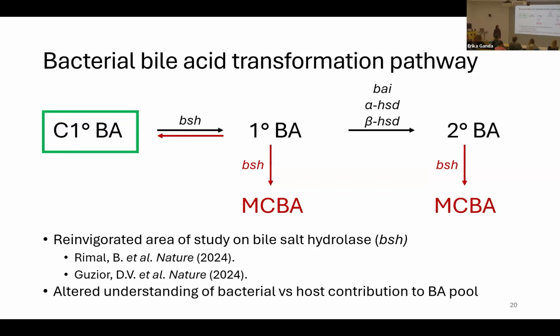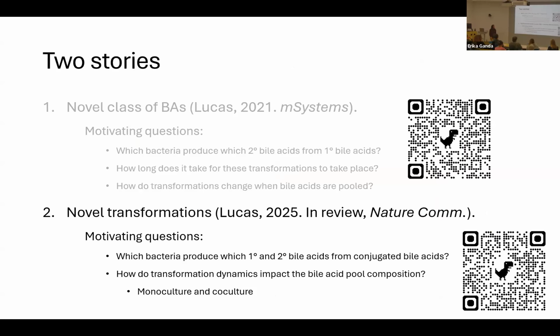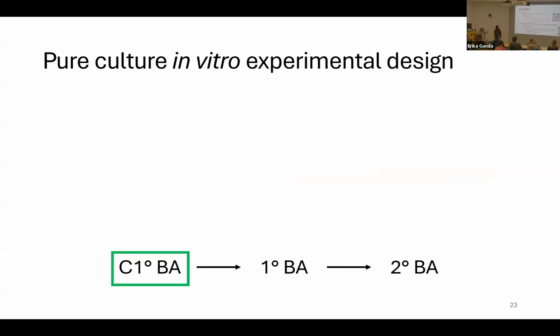So we wanted to learn more about it. And in addition to understanding the entire pathway, we were also thinking about how transformation dynamics impacted the development of the bile acid pool. And we used both monocultures and co-cultures to test these processes. Okay, so I'll have a similar schematic down here, just identifying conjugated bile acids as the initial substrate.